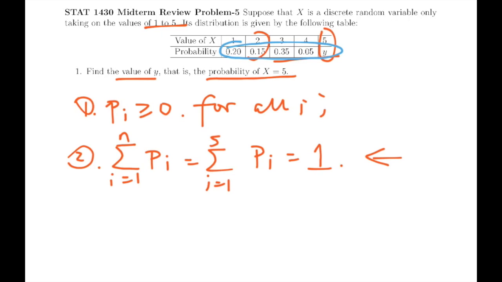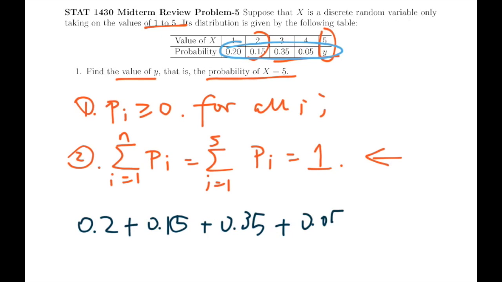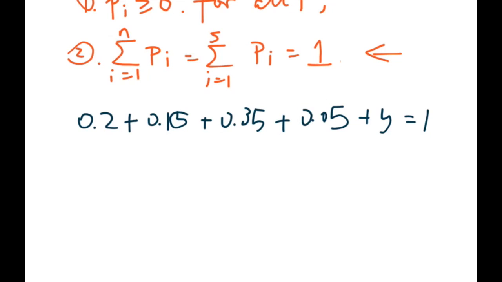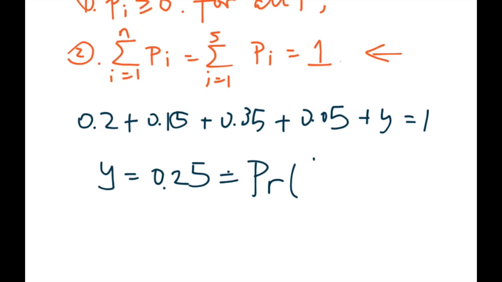That means we will have 0.2 plus 0.15 plus 0.35 plus 0.05 plus y equal to 1. And then if we do the algebra, we can see that y is equal to 0.25. Okay, so this is the probability when x is equal to 5.